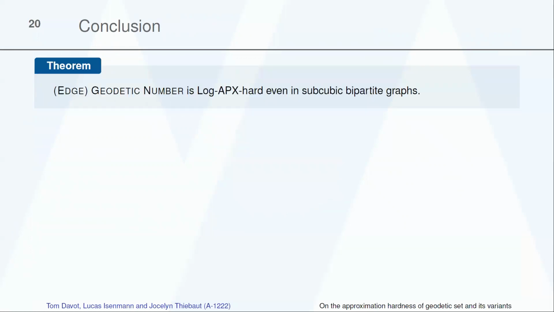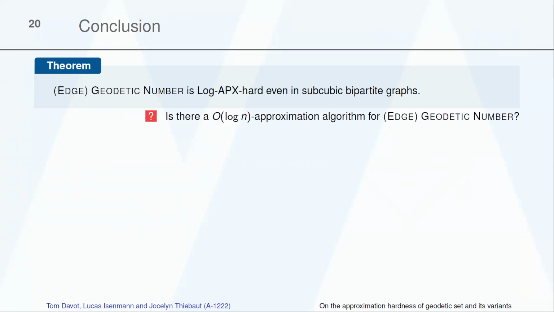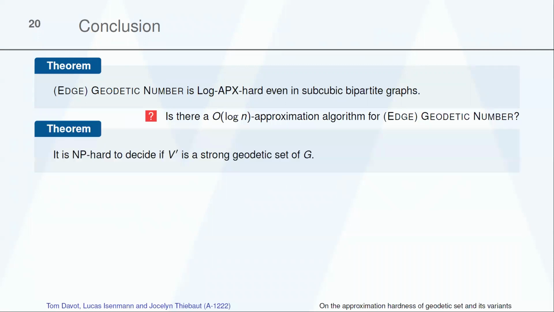So finally, let's put some words of conclusion. We proved that it was LOG-APX-hard. I think a natural question is, okay, it's hard now, can we reach this approximation ratio? I don't have strong feelings about whether it's true or not. It may be true, but it's just intuition, worth nothing. Anyway, okay.